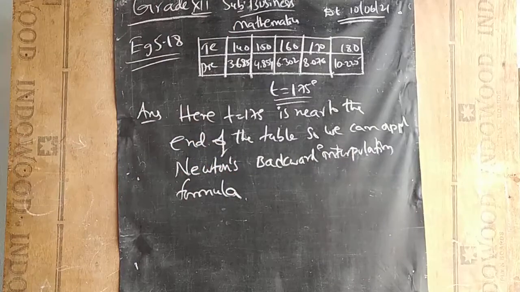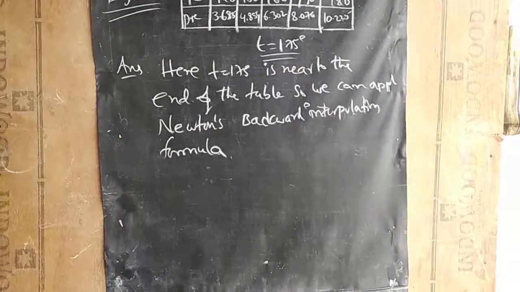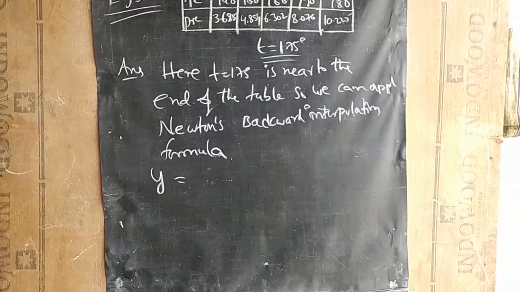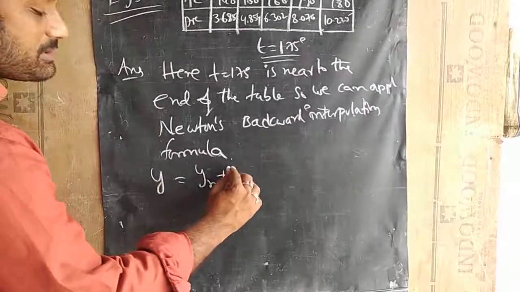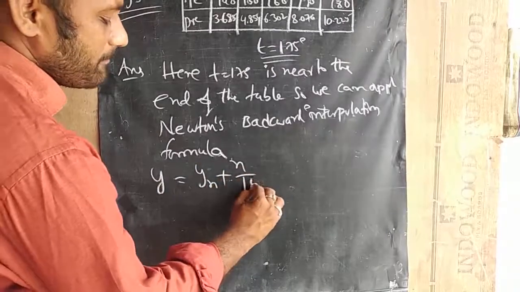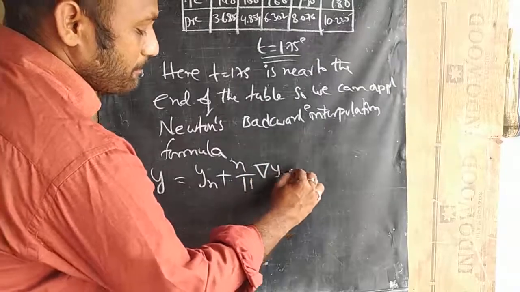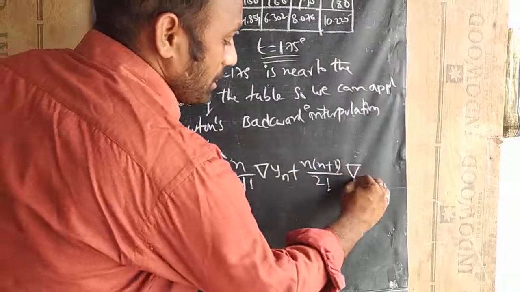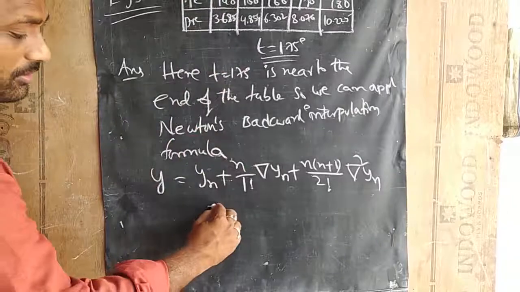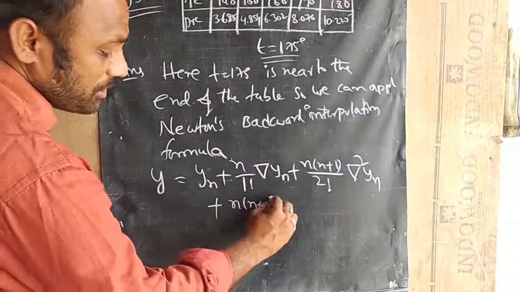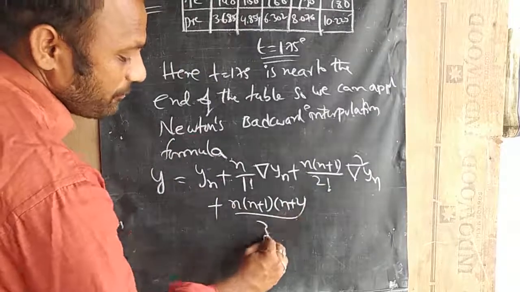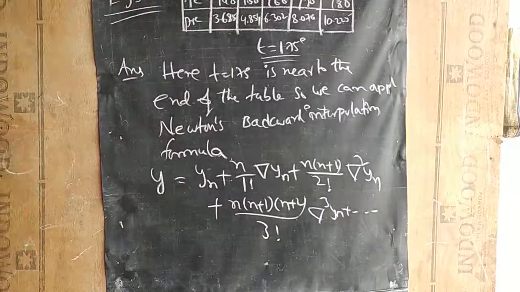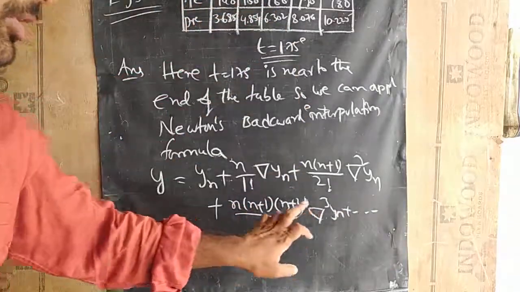So what is Newton's backward interpolation formula here? That is y is equal to yn plus n by 1 factorial into delta yn plus n into n plus 1 by 2 factorial into delta square yn plus n into n plus 1 into n plus 2 by 3 factorial into delta cube yn plus so on. Depending upon the number of terms in our table, till that we are going to write here.